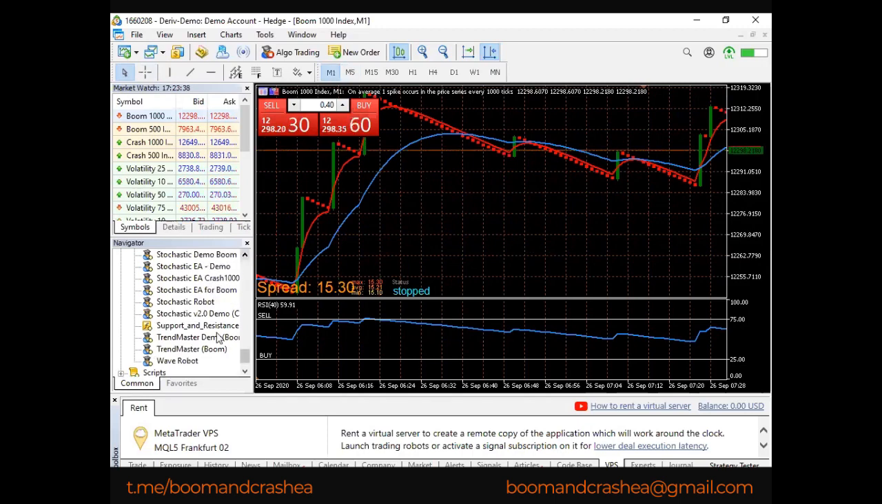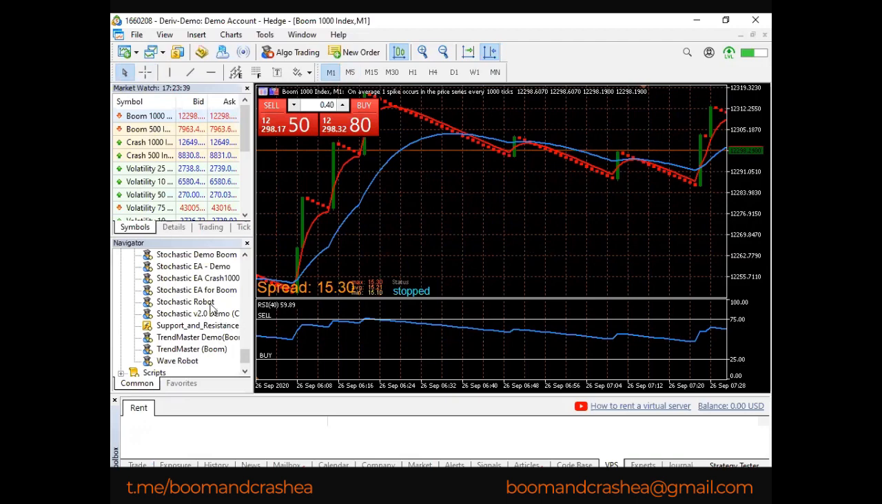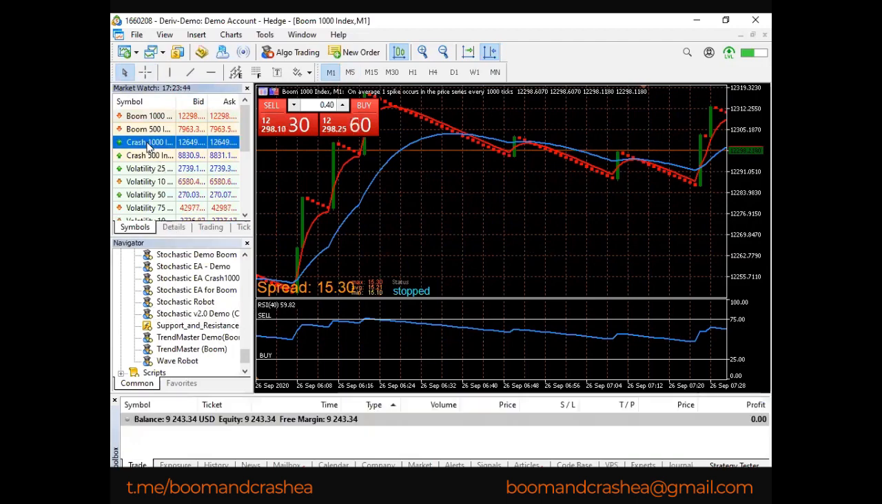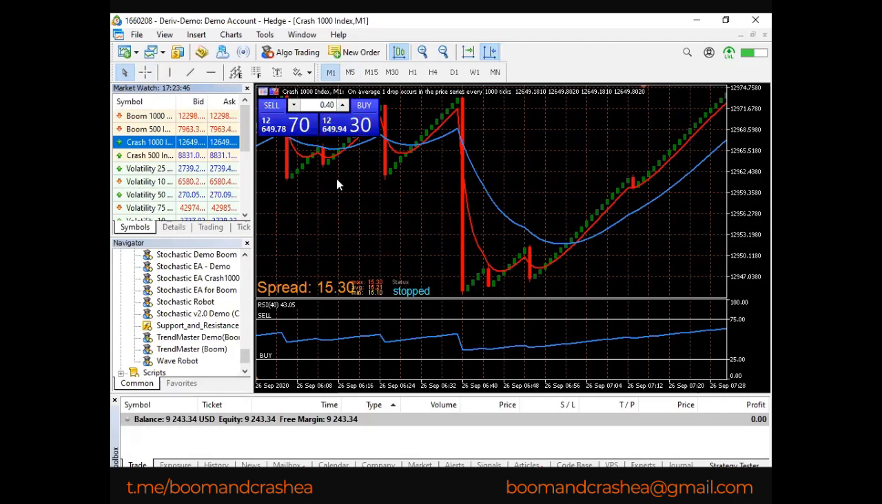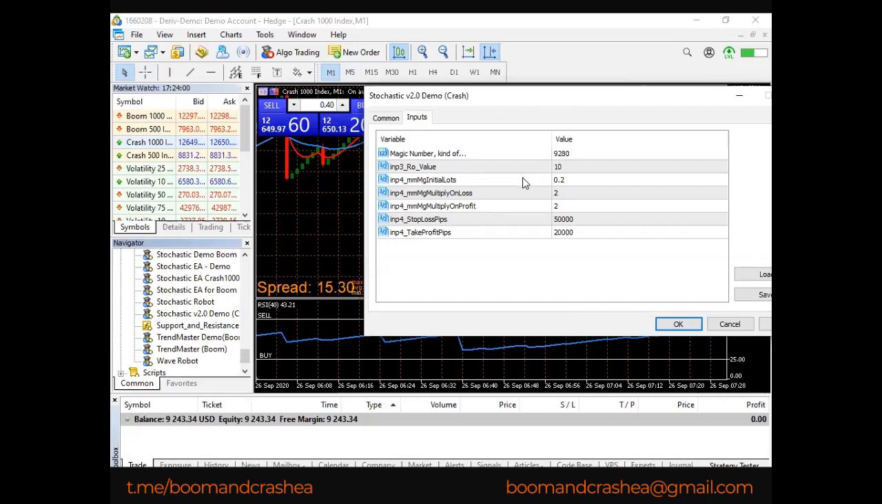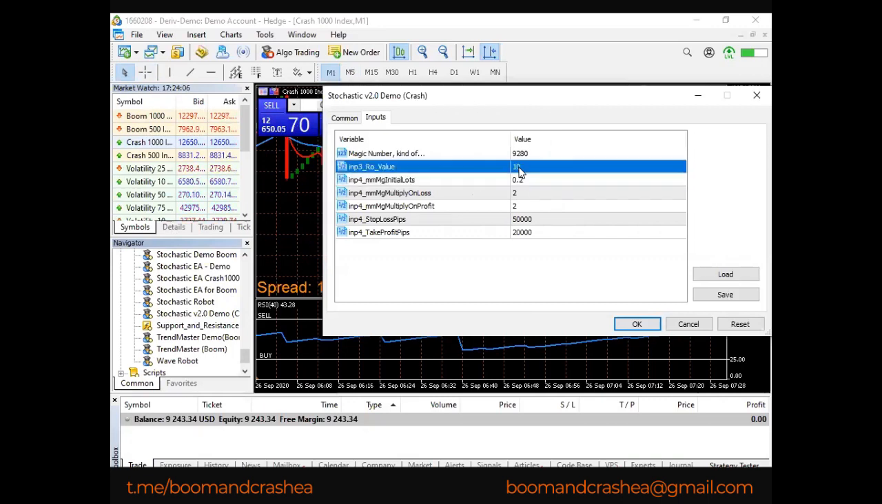Now for the robots, let's look at the stochastic. This is Crash. So Crash and then stochastic. Now this is your initial lot size. This is the level that, if your stochastic main line crosses above, is going to buy on the Crash. To demonstrate visually, let me switch to M1.